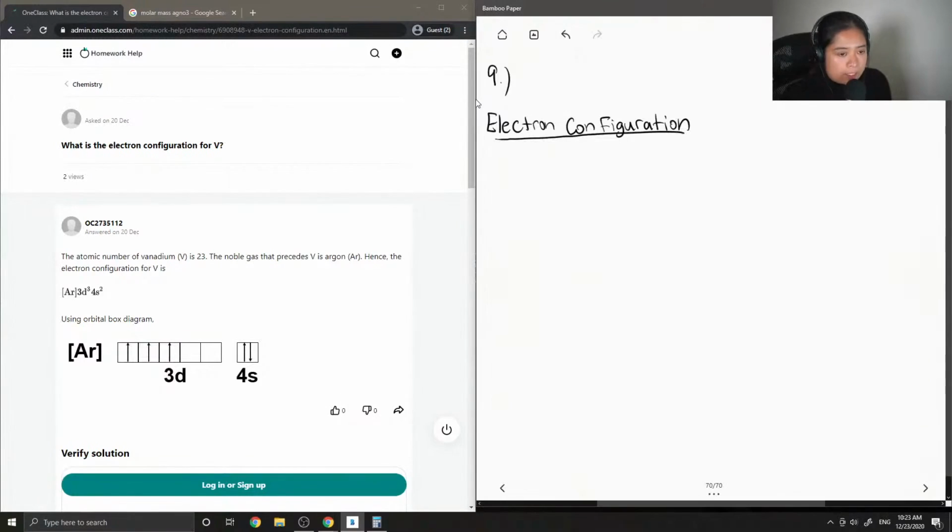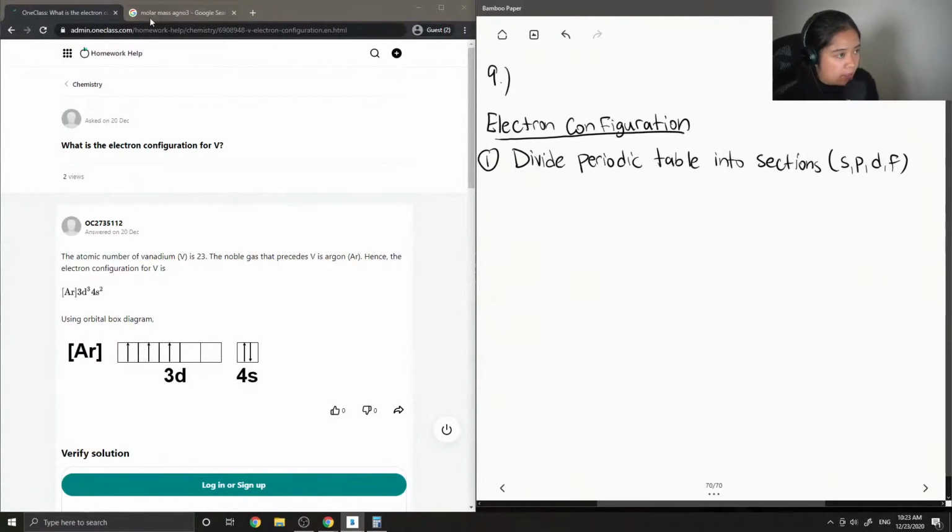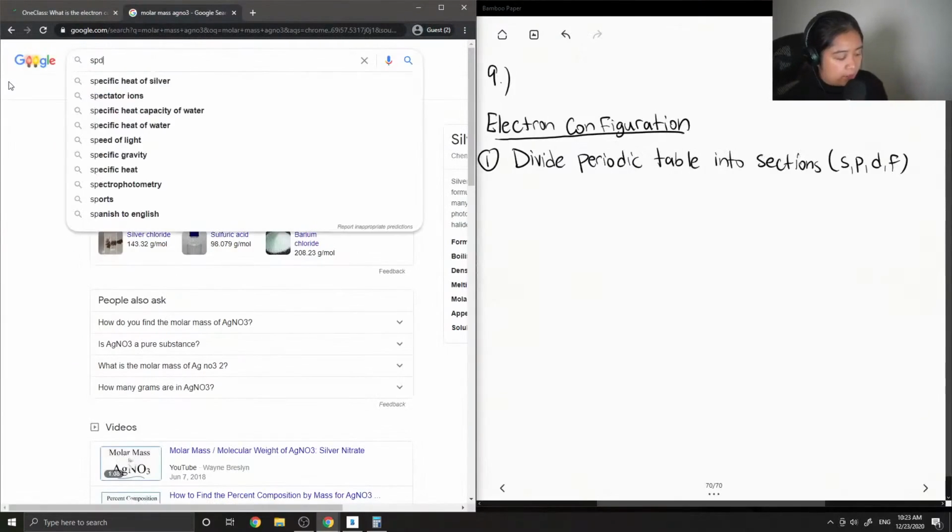So when we want to find the electron configuration of an element at its ground state, we can go by the following steps. The first step is to divide your periodic table into sections. I can show what that looks like so that it's easier to visualize.